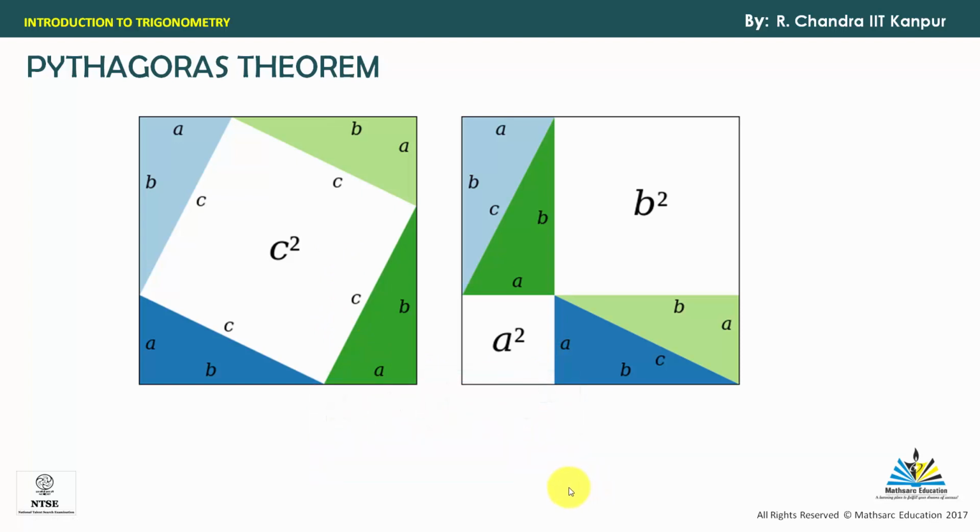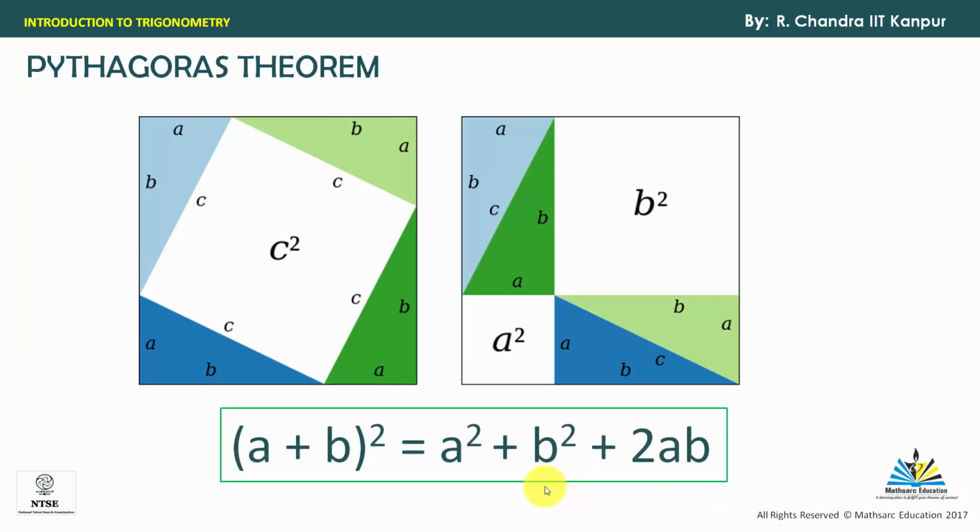As you can observe, there is one more theorem that is very basic: A plus B whole square is equal to A square plus B square plus 2AB. Let's see the proof of this. You can see this is A and this length is B, and again A and B. So this is a square. So the area of this whole square is A plus B whole square.